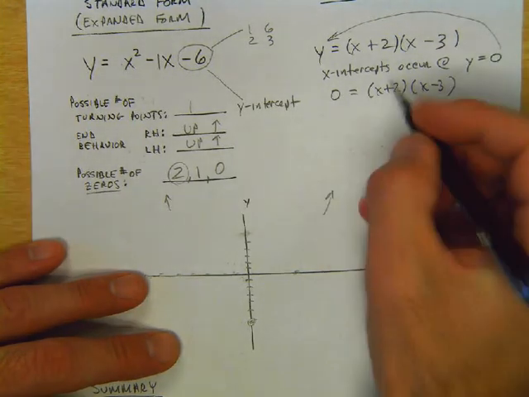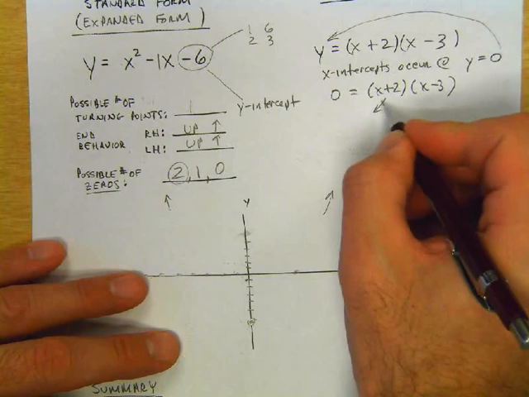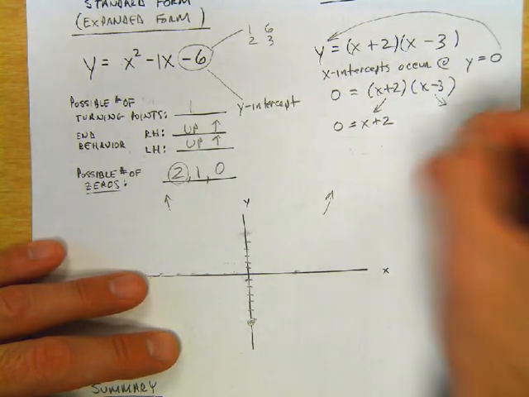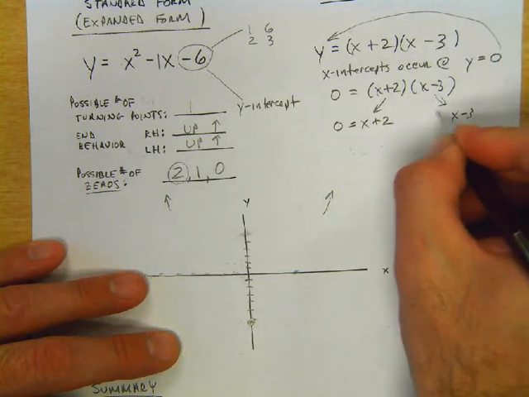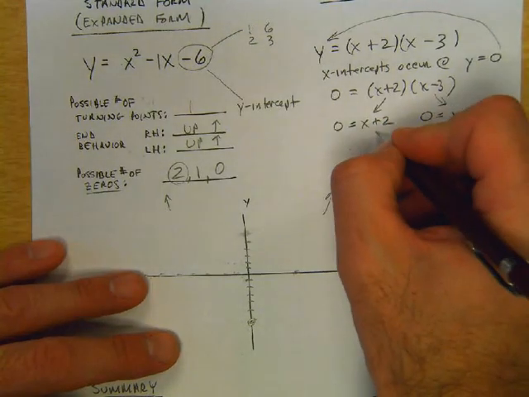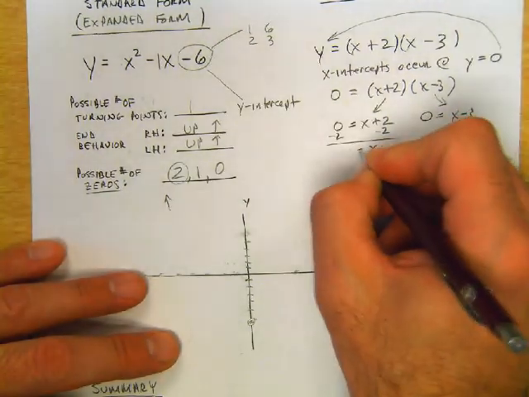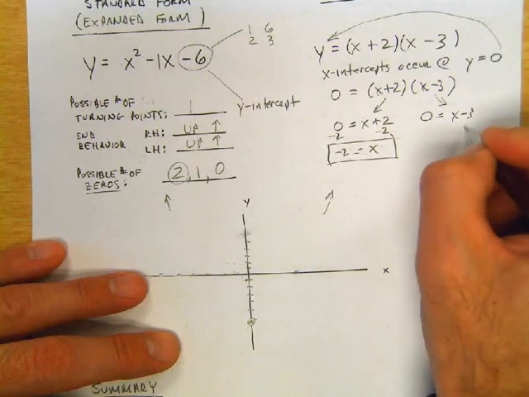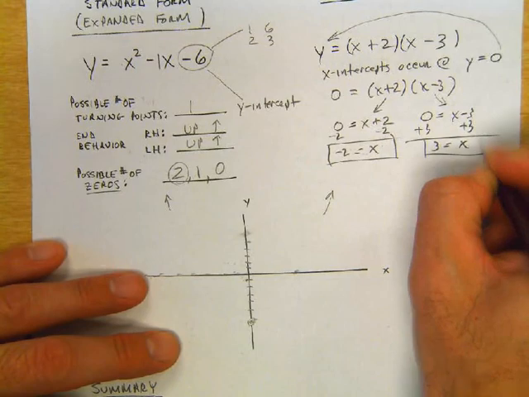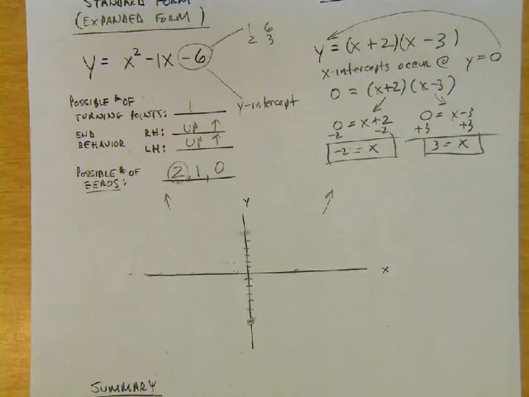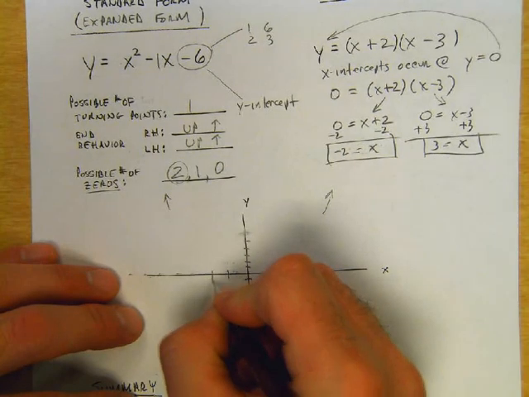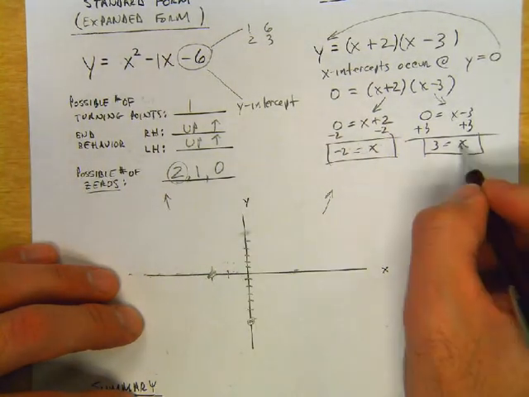What we would do is take each of these linear binomials and set them equal to 0. And if we solve those, we're going to find the x-intercepts. One of them is at -2, and one of them is at 3.